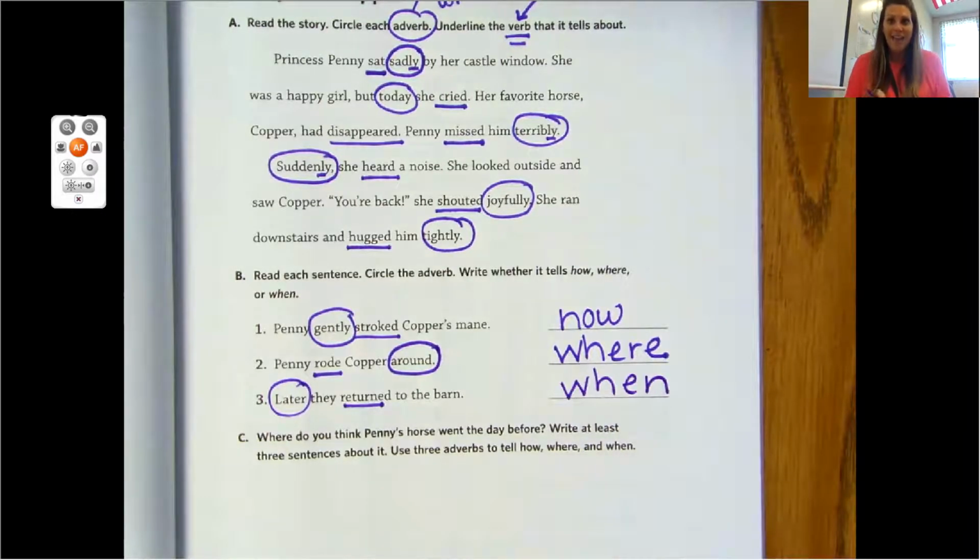All right. That is it, boys and girls. That is a little mini lesson on verbs and adverbs. We will meet again tomorrow to do a little bit more practice, and then you will be adverb experts. All right. Good job today.